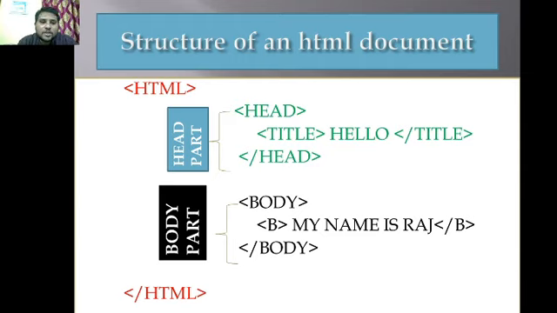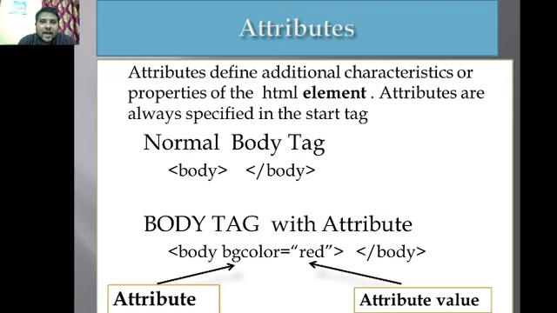Then there is a very important part known as the attribute. This is also very important. Like a tag, an attribute is also very important. You have to understand what an attribute is all about. An attribute in HTML is an additional characteristic or property given to the HTML tag.